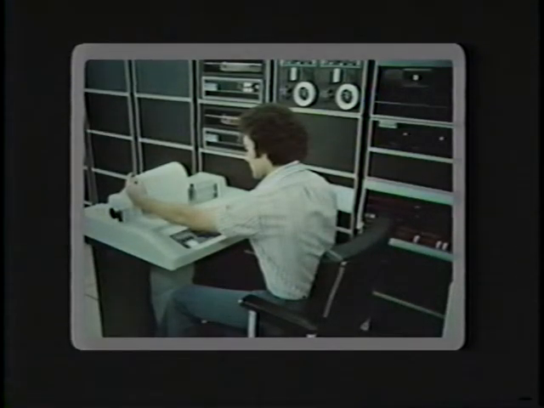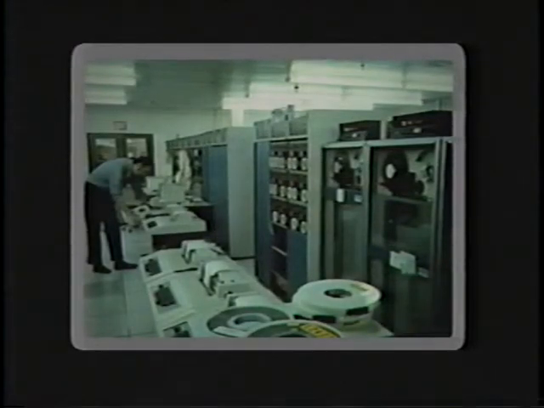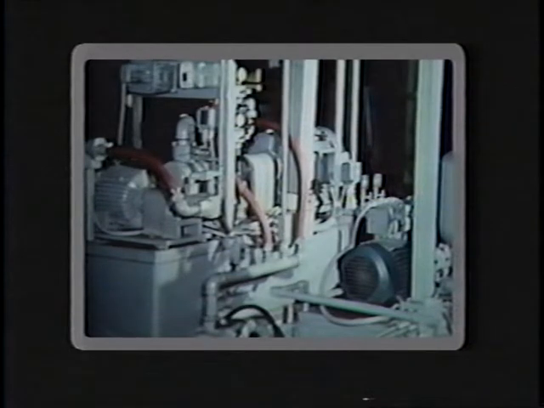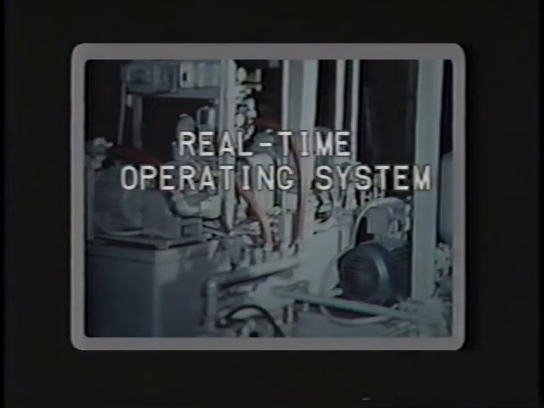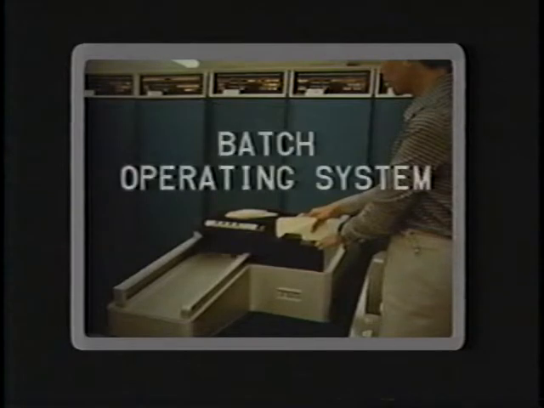Operating systems designed to serve one person on a single terminal are called single-user operating systems. Computer systems with a large number of terminals to serve many people at once are controlled by time-sharing operating systems. On the other hand, some computer systems are designed to control and receive data from many machines. These computers are controlled by real-time operating systems. And finally, some operating systems are designed to process data that is prepared offline and is input and output through high-speed I/O devices. These operating systems are called batch operating systems.